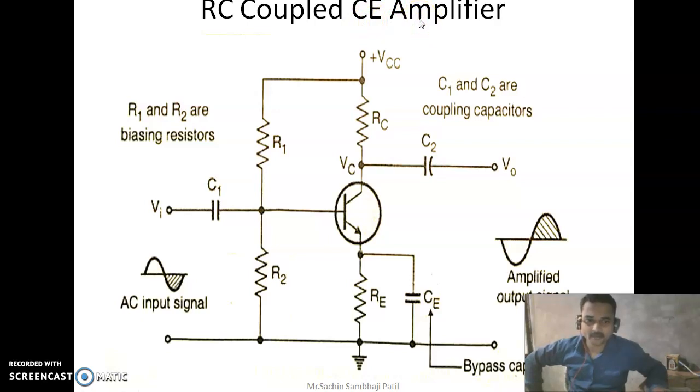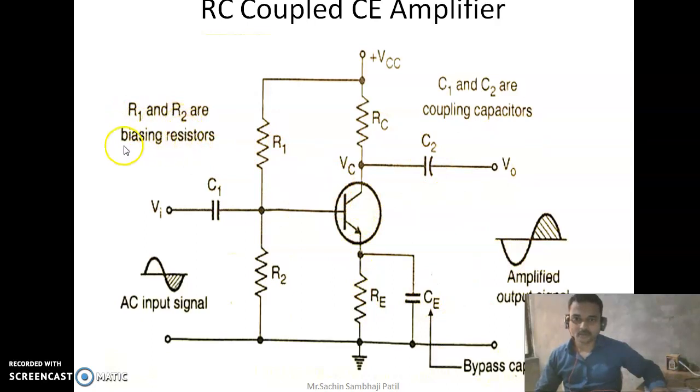So what do you mean by amplifier? Something which amplifies or increases the strength of the input signal, or increases the voltage level of the input signal, is called an amplifier. To operate this transistor as an amplifier, we need to operate it in the active region. For that purpose, we need to keep the operating point of the transistor in the active region. That is the Q point of the transistor. So we can see here R1 and R2.